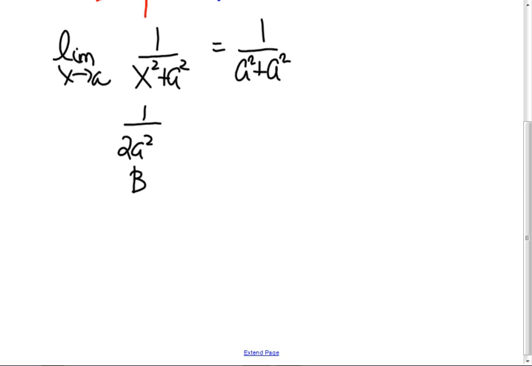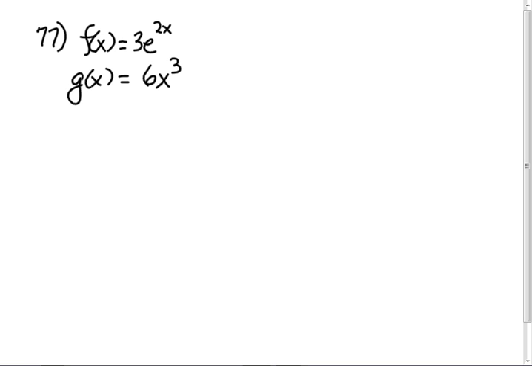Now 77 is a graphing calculator problem, but let's do 77. You might run into the graphing calculator problems. I don't remember looking at the second half of the test, just the first. So f of x is equal to 3e to the 2x, and g of x is equal to 6x cubed. You know, I kind of know what they look like. At what value of x do the graphs of f and g have parallel tangent lines?